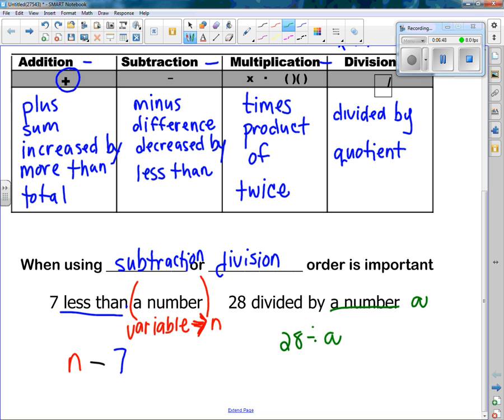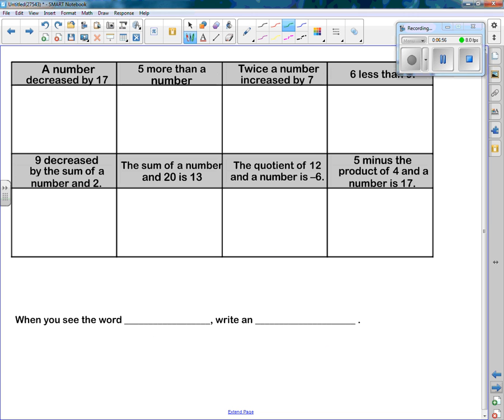Okay, the last thing that we're going to do is look at some examples that you are going to see in your homework. So these first couple up here, these are expressions that we are going to write. We've given you the verbal phrase and we're going to translate that into an expression using the knowledge that we have.